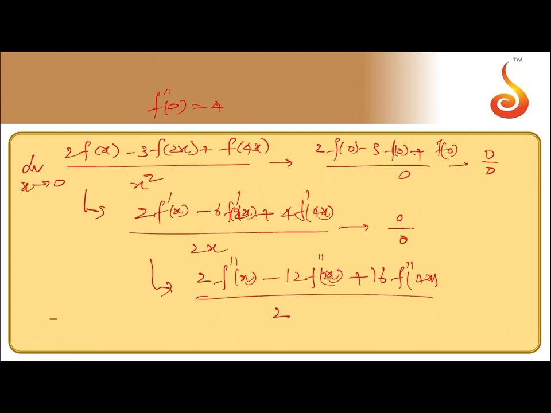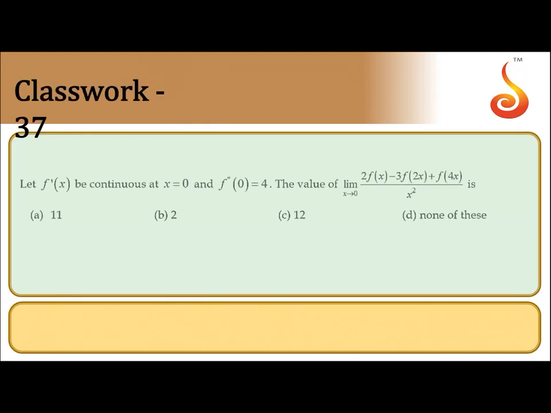Now when you substitute x equals 0, 16 plus 2 gives 18, minus 12, so that is equal to 6 times f double dash of 0 by 2. So that is equal to 3 multiplied by 4. The answer is equal to 12 because f double dash of 0 is equal to 4. So the answer is 12.